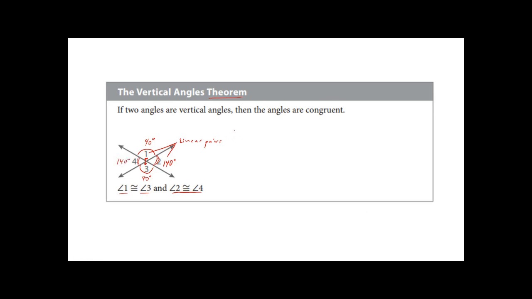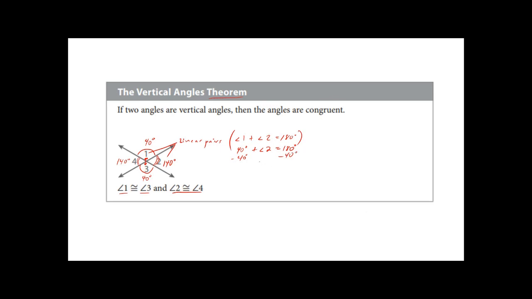So remember the linear pairs, angle 1 and angle 2, both add up to 180 because they share a straight line. Since that happens, and we already know that angle 1 is 40 degrees, basically we just do some quick algebra with the good old subtraction property. There we go.